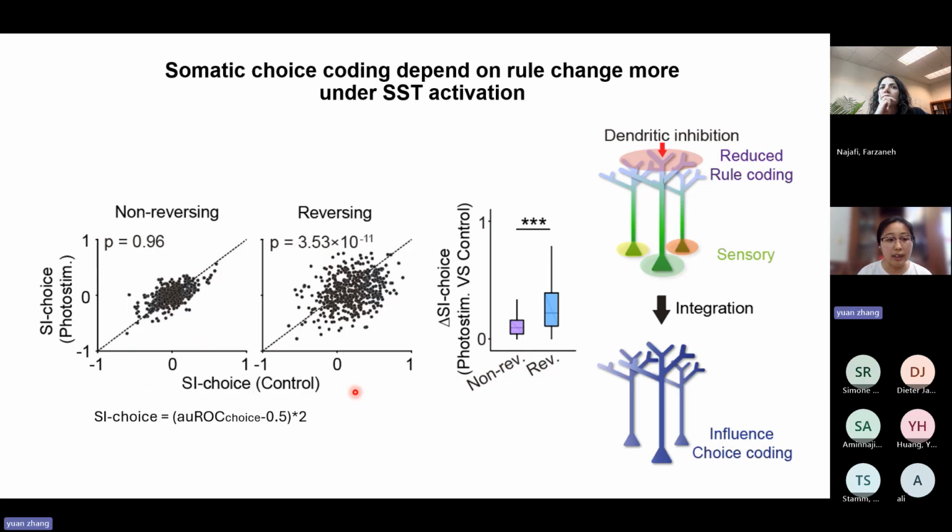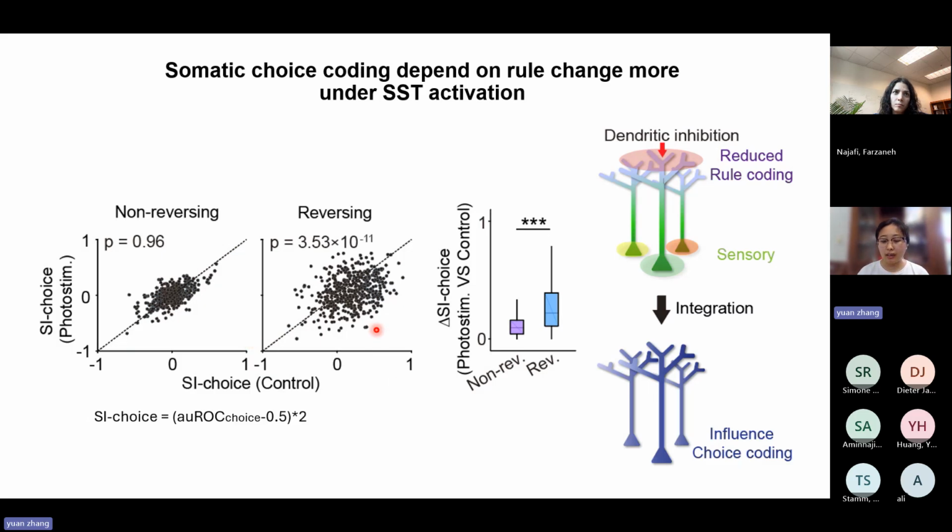The x-axis is under control condition and the y-axis is under photostimulation. For non-reversing trials, the choice preference did not change, but for reversing trials, like for this example ROI, in the control trials it may have a preference of choosing left, and under photostimulation it changed to minus, which means it changed to right.